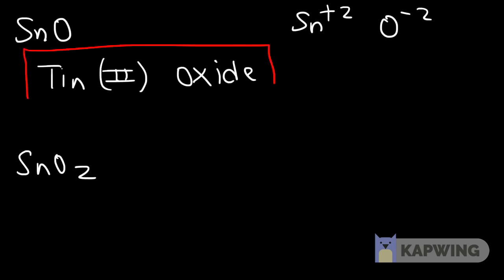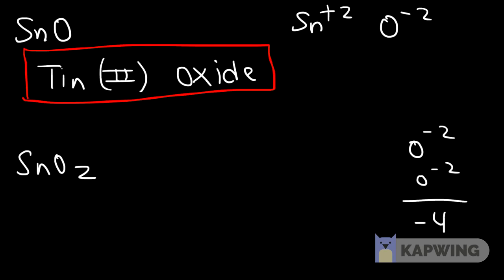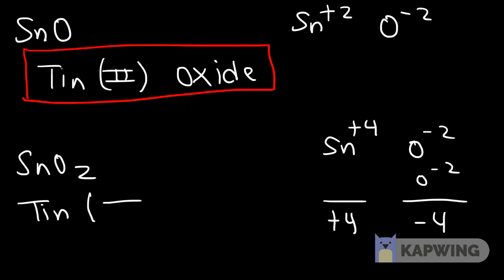Now let's move on to our next example. So this time, there's 2 oxide ions with a total negative charge of -4. But there's only one tin atom, so therefore it has to have a +4 charge. So this is going to be called tin(IV) oxide.